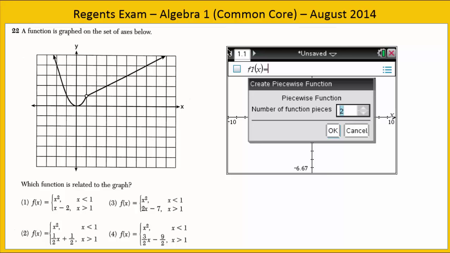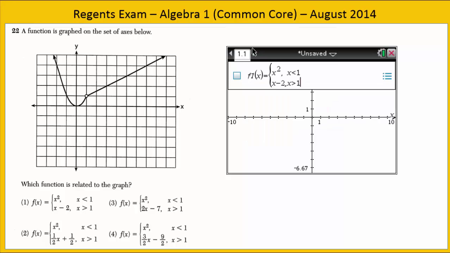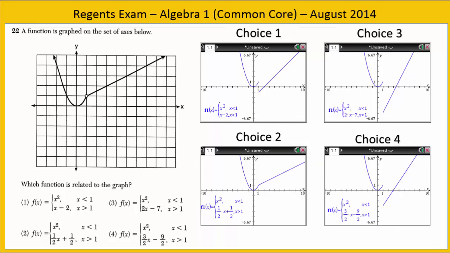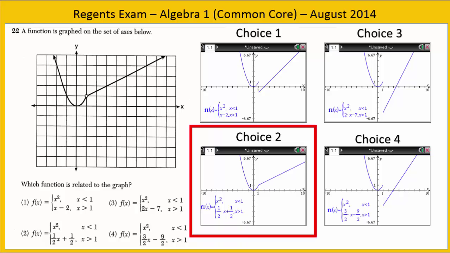How many pieces does each function have? Each function has 2 pieces. Enter the equation and then look at the graph. Do this for each of the choices. Carefully compare the choices along with the graph that was given to you. On careful inspection, we see that the graph in choice 2 matches, which means choice 2 is the answer.